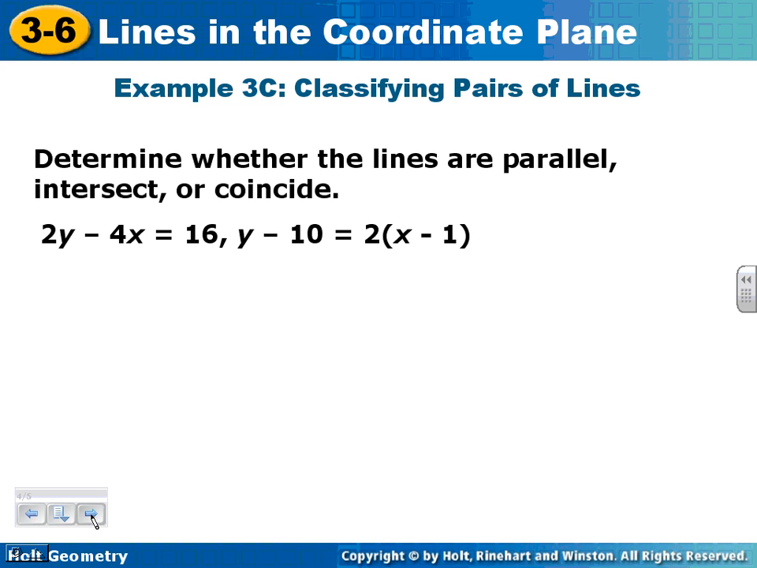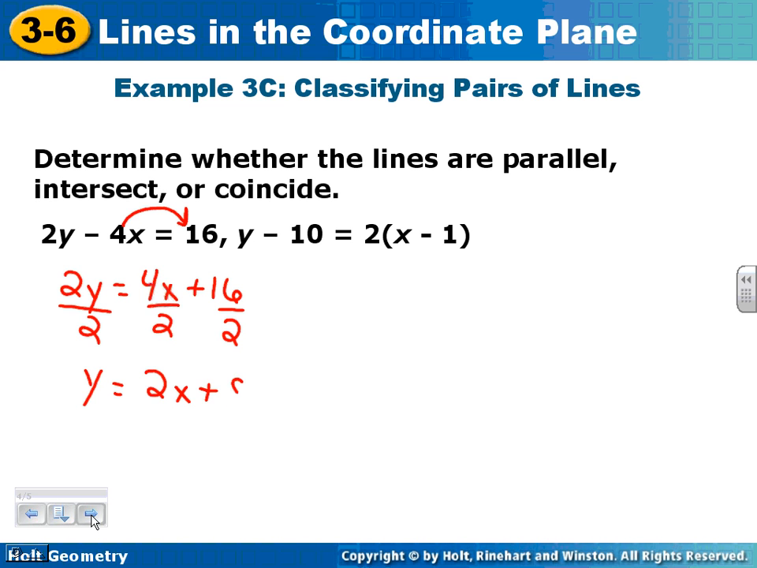On this first equation, let's solve for y. I'm going to take my 4x to the other side, so it becomes 2y equals, and that would be a positive 4x plus 16. Then I'm going to divide by 2. So I get y is 2x plus 8. I need to know that my slope is the 2, the number in front of the x.